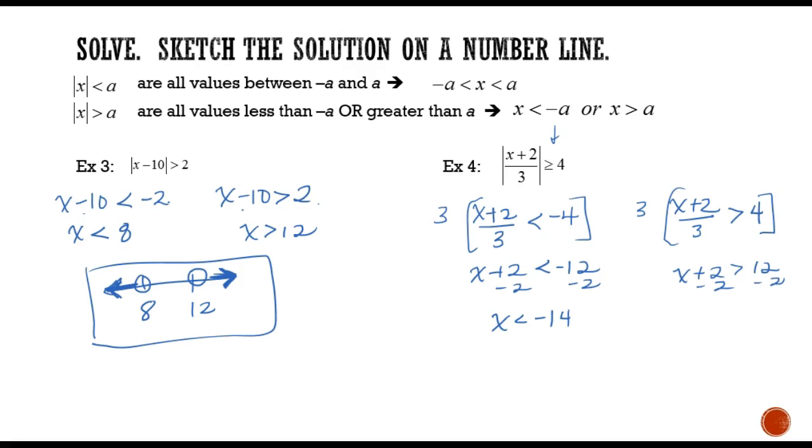So my number line, I'm going to have negative 14 and a positive 10. Open circles, because we're not equal to, we're just less than or greater. And this says x is less than negative 14, and this one is x is greater than 10. Okay? And there I have it. That's what I needed.